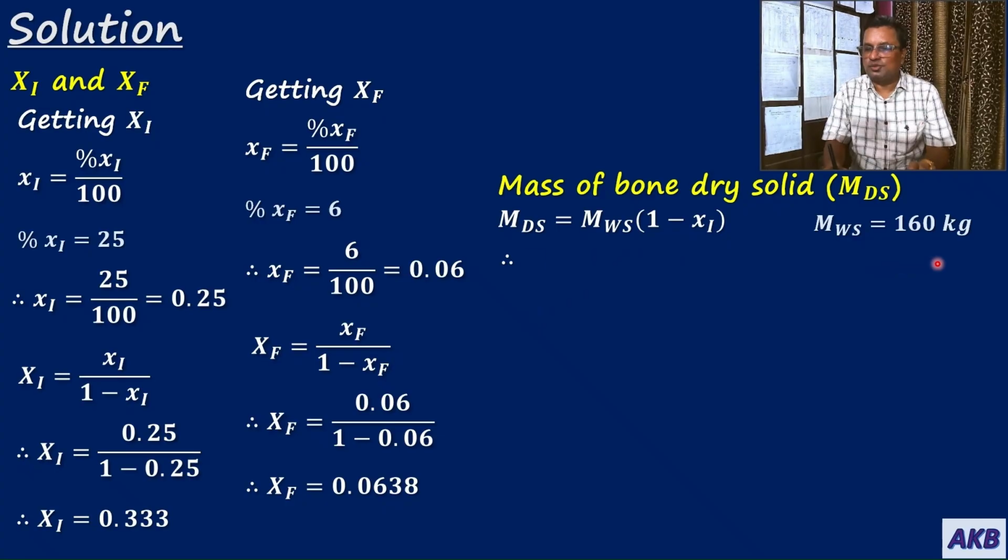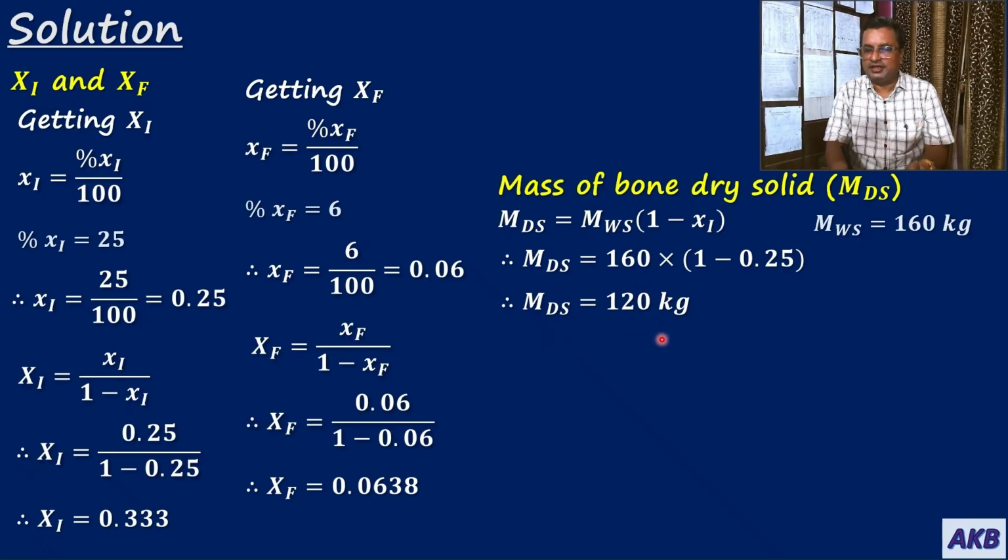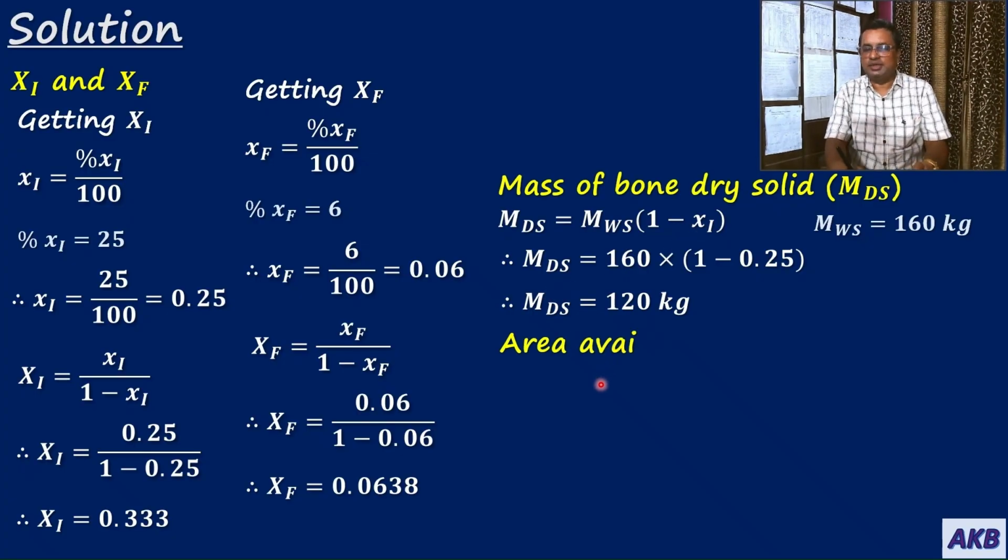So MWS is 160 kg. So xi is 0.25. We have just got that. So therefore, MDS will be equal to 160 into 1 minus 0.25. That is, MDS comes out to be 120 kg. So mass of bone dry solid is 120 kg.